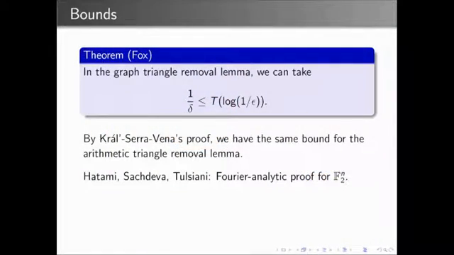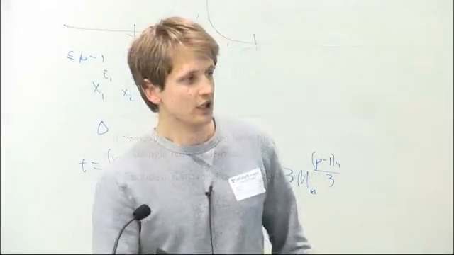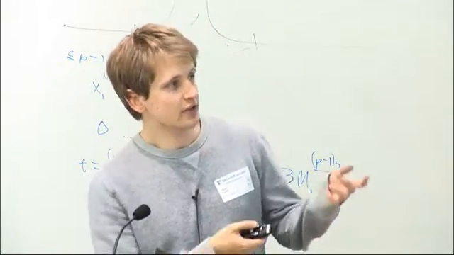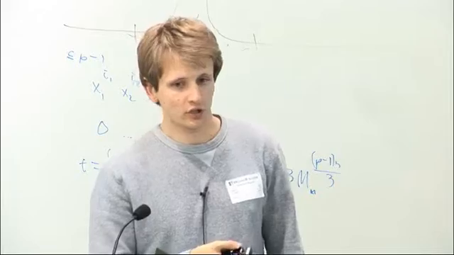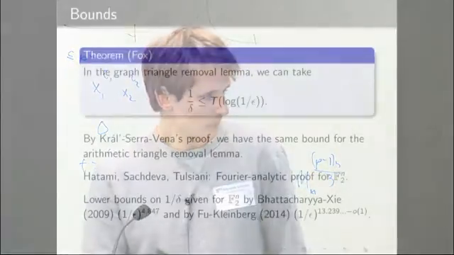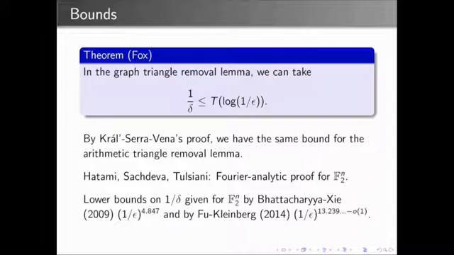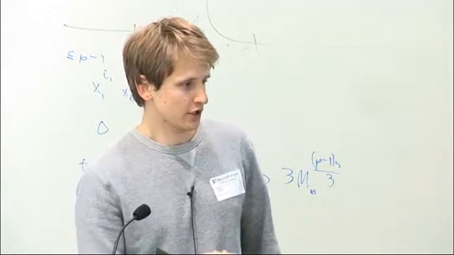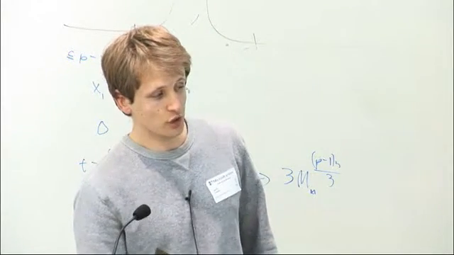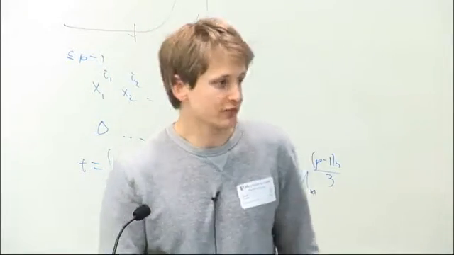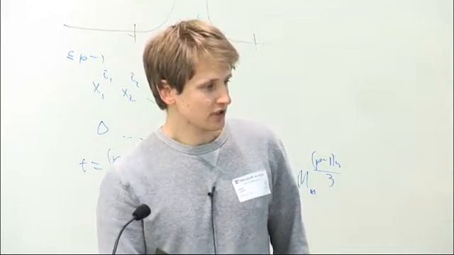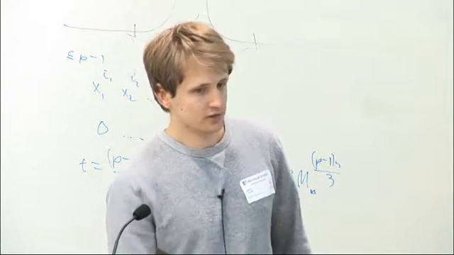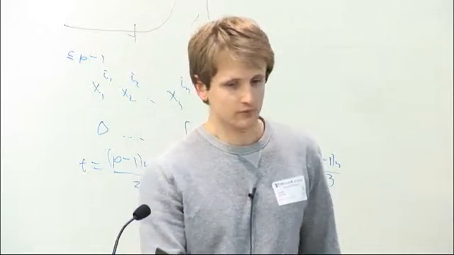Now, Hatami, Sachdeva, and Tulsiani gave a Fourier analytic proof, so it doesn't go through graphs, for F2 to the n, but that gives a similar kind of bound with this tower of log 1 over epsilon. Now, in the case of F2 to the n, Bhattacharyya and Xie gave a lower bound of approximately 1 over epsilon to the 4.847. And Fu and Kleinberg gave a lower bound of 1 over epsilon to the 13.239, an explicit number, minus little o(1).